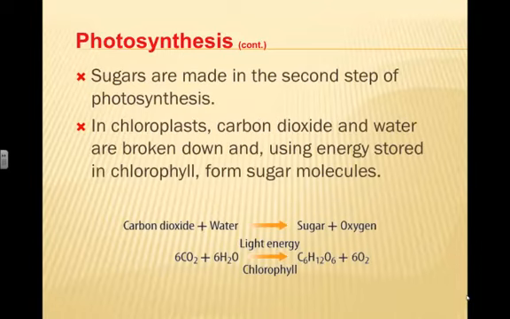So sugars are made in the second step. So it's important to know what is done in each step. So the second step of photosynthesis is where the sugars are made. In chloroplasts, carbon dioxide and water are broken down using energy stored in the chlorophyll from the light, and they're forming sugar molecules, the glucose, C6H12O6.